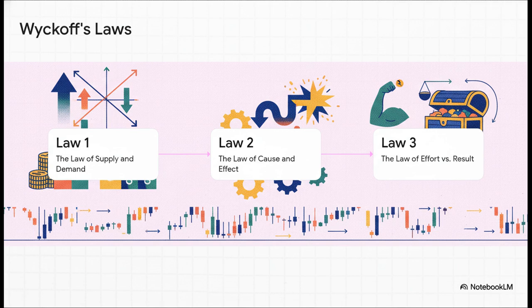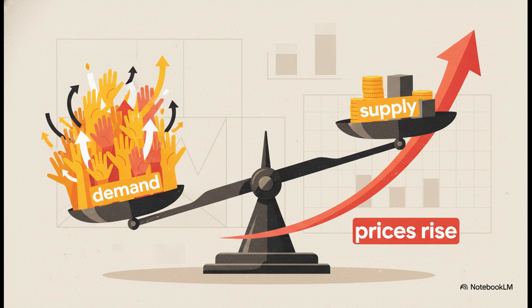So let's run through them real quick. First up is the one we all kind of know, but it is everything here. It's simple, right? If more people want to buy something than there are people selling it, demand is bigger than supply, and the price just has to go up. The opposite is also true.